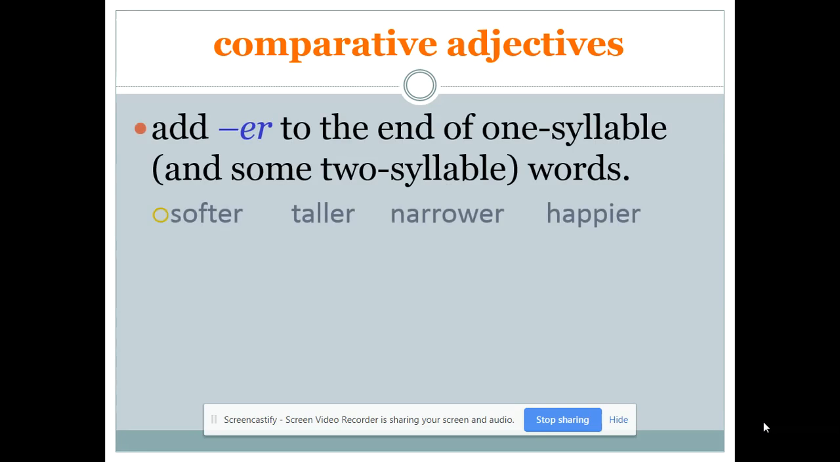So with short words like soft and tall, you just add ER. Some two-syllable words like narrow or happy, you also form the comparative by adding ER. Notice happy, by the way, the Y at the end of happy is technically a suffix. That's the only suffix ending in common English adjectives that regularly forms the comparative just by adding ER to the end of it, like busy becomes busier, and so on.